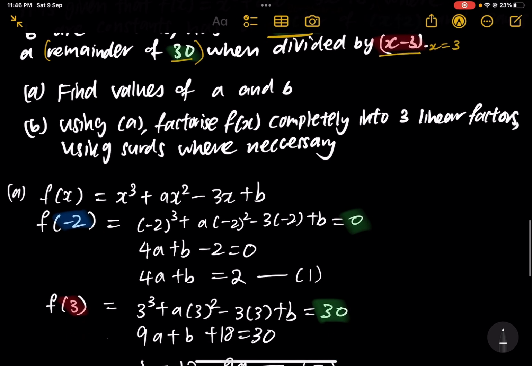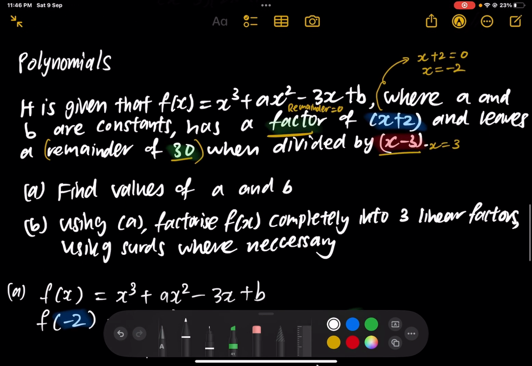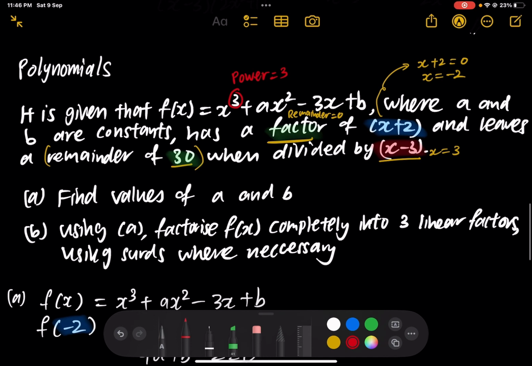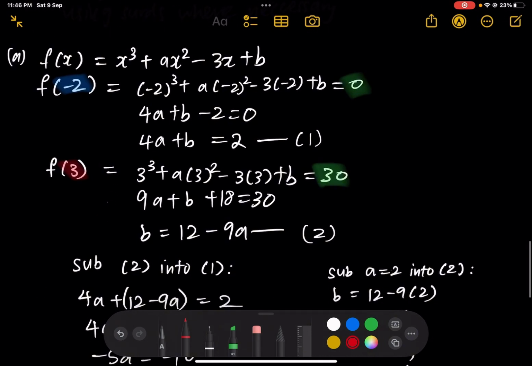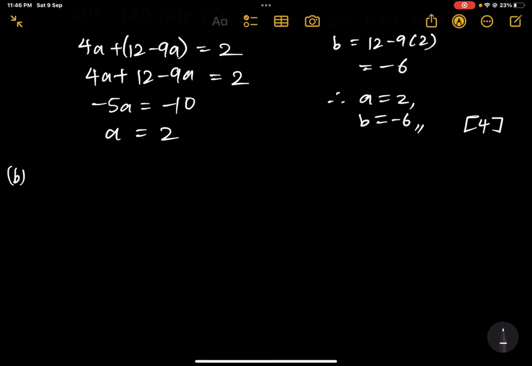Now, I'm going to factorize f(x) into 3 linear factors. So let's take a look at f(x). f(x) has a power of 3, because 3 is the highest power. Hence, I cannot factorize, I cannot complete the square. So what do we do? Write part b here. So let's write f(x) down again.